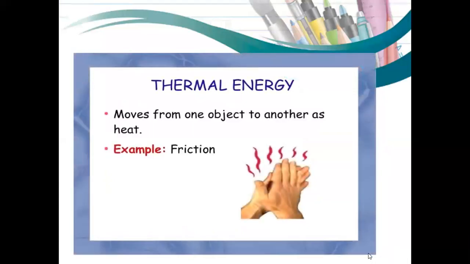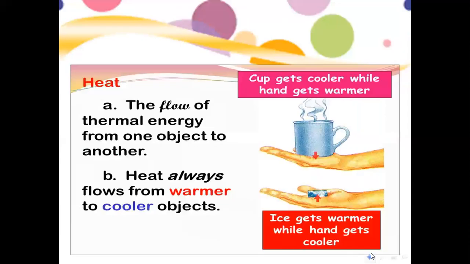Thermal energy moves from one object to another as heat. The best example is friction. So what is thermal energy? Thermal energy moves from one object to another as heat. Next is heat flows, or the flow of thermal energy from one object to another is called heat. And heat always flows from warmer object to cooler object.